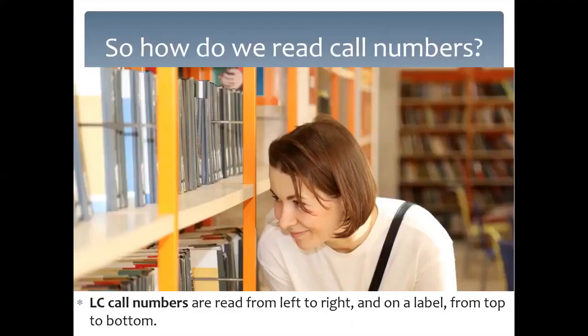So how do we read call numbers? This is something we don't think about too much. If we work in libraries and we've seen these a lot, we just assume we know how to do it, and we just sort of do it without thinking about it, right? And we just sort of assume the process. LC call numbers are read from right to left, and on a label that's from top to bottom.